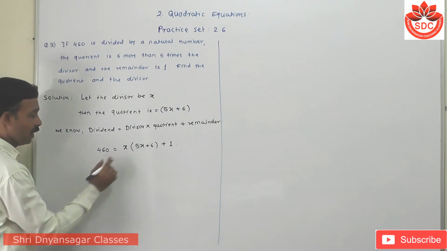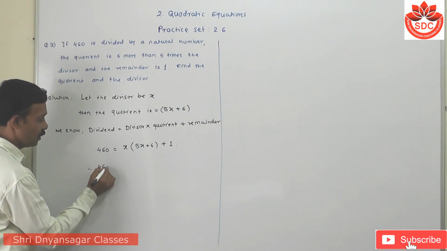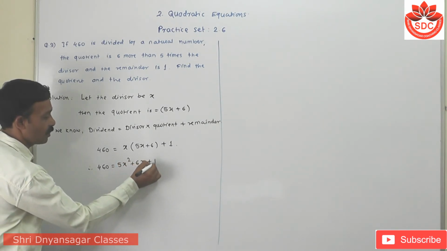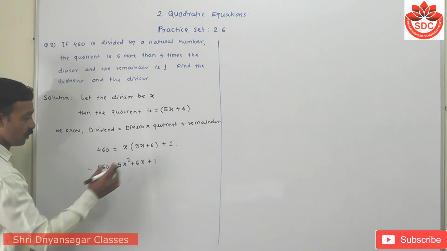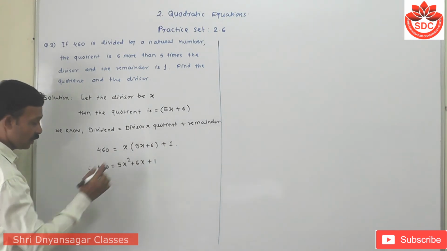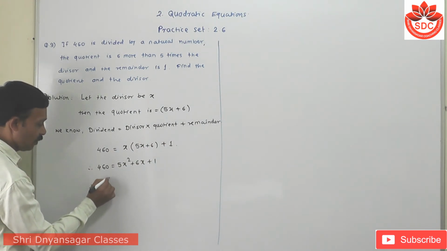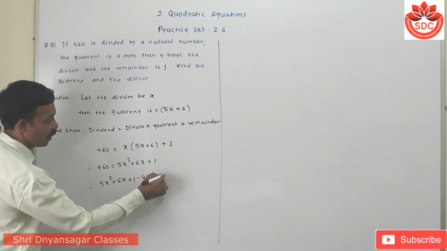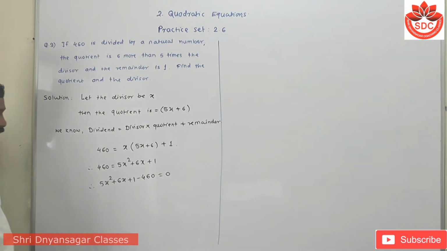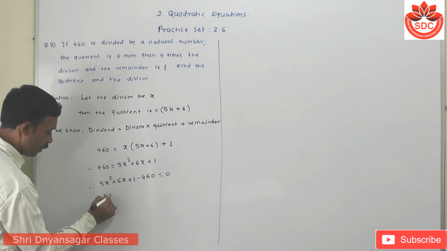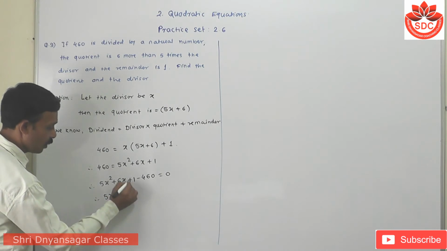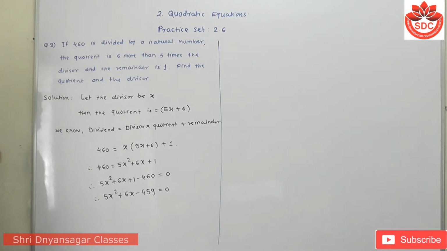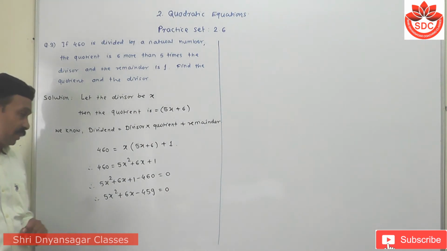Then multiply this, we get 460 is equal to 5x square plus 6x plus 1. Then transpose this to the other side, so there is 0 on the RHS. We get 5x square plus 6x plus 1 minus 460 is equal to 0. Then subtracting, we get 5x square plus 6x minus 459 is equal to 0. Student, this is a quadratic equation.